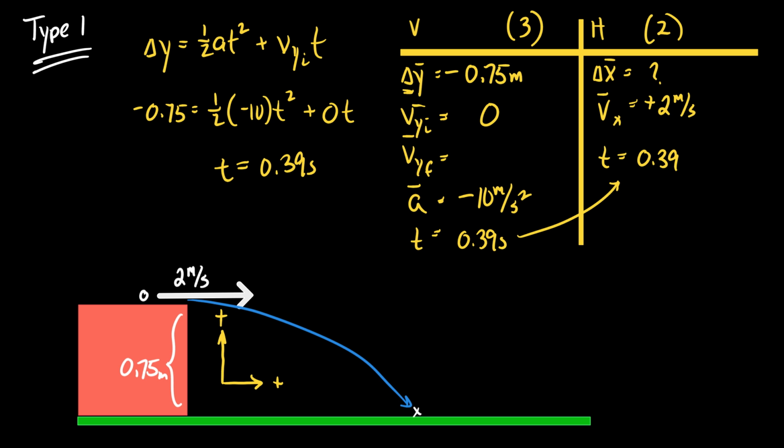That gives us a chance to figure out where along the ground it lands, and that's delta x equals Vx times t, or 2 times 0.39, which tells us it lands 0.77 meters away from the edge of the table.